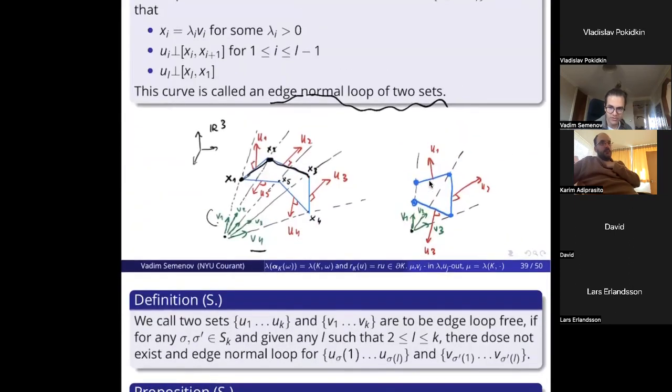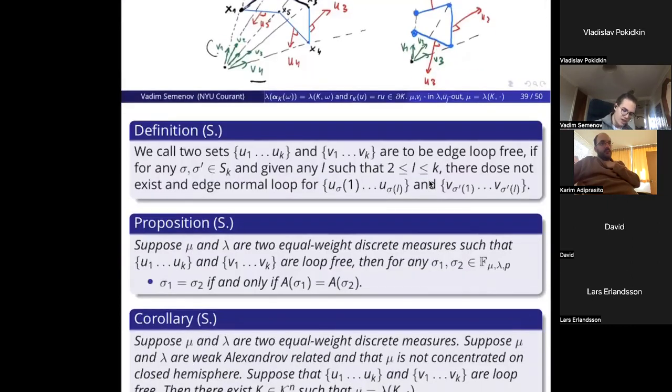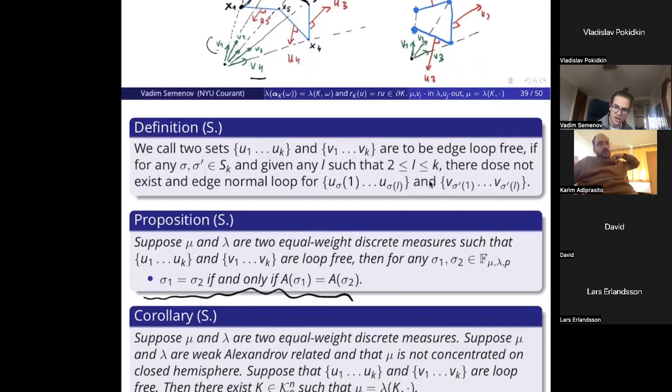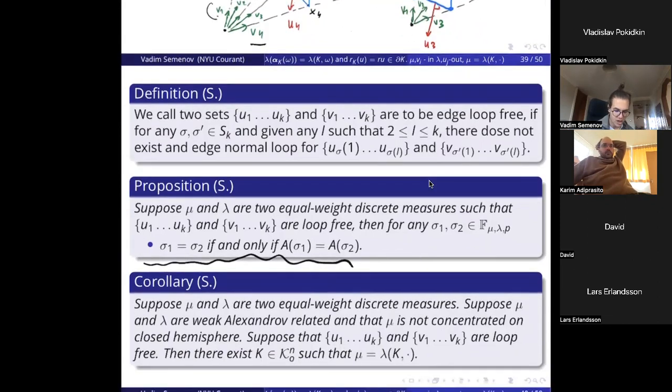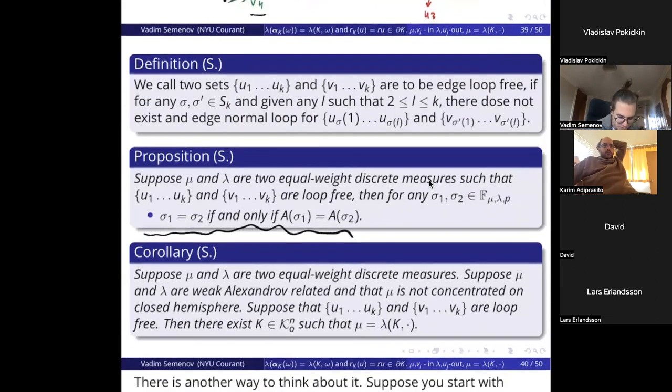And if for all possible subsets, for all possible combinations, this does not happen, then you can prove that the Simon functional is uniquely maximized, and thus solving the Gauss image problem. So the question really becomes about this edge normal loop structure. If we start with points, does there exist this edge normal loop structure?